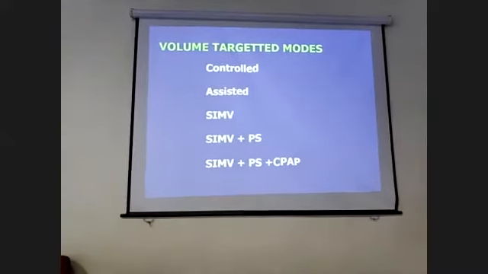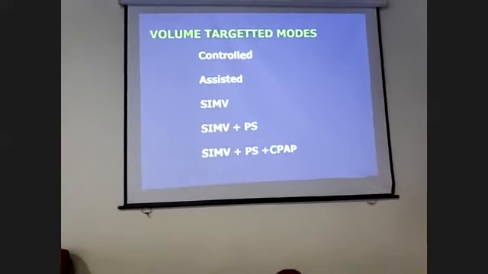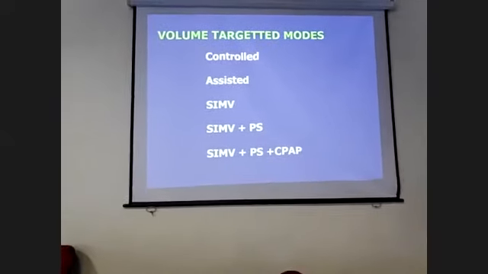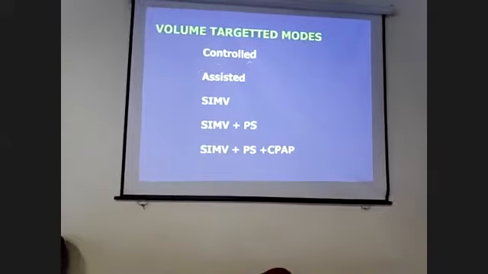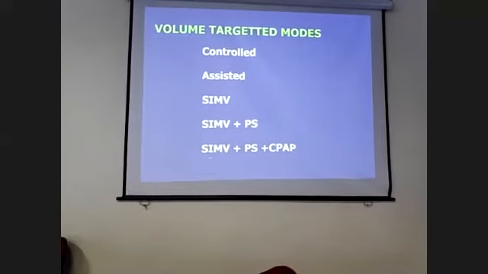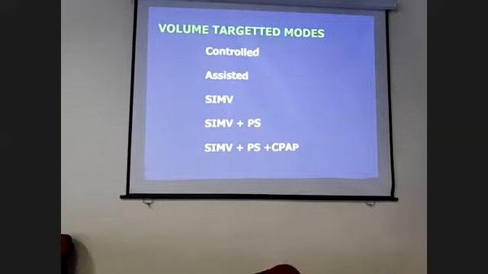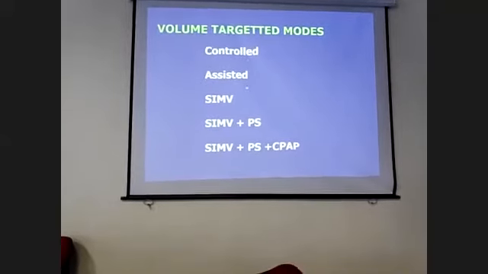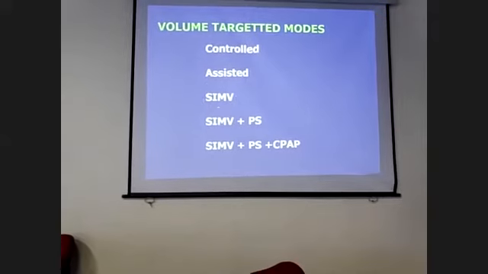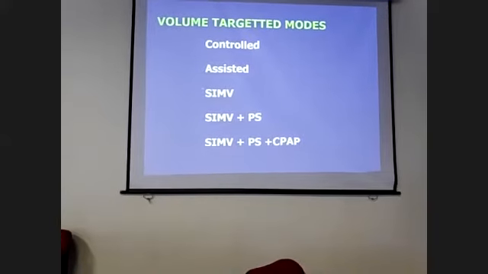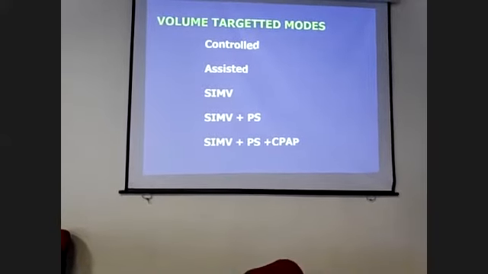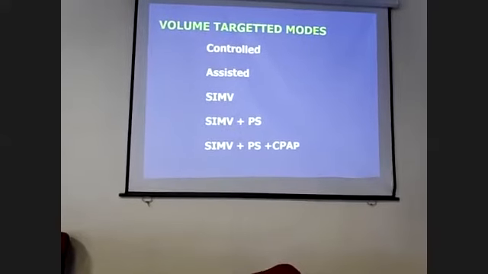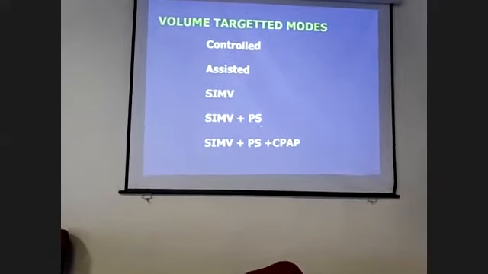Now we go to volume targeted modes because most of you must be interested in these modes. One is controlled, another is assisted, SIMV plus pressure support, SIMV plus pressure support plus CPAP. Now you can see this does not require any assistance. This always requires assistance with pressure support and CPAP. Without support, this mode is dangerous. Nowadays, all modern ventilators are supplied with SIMV plus pressure support plus CPAP.